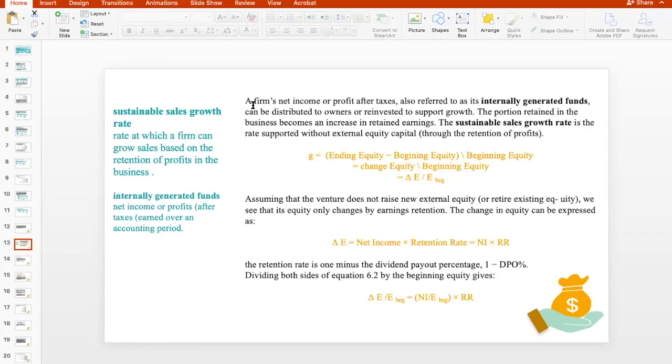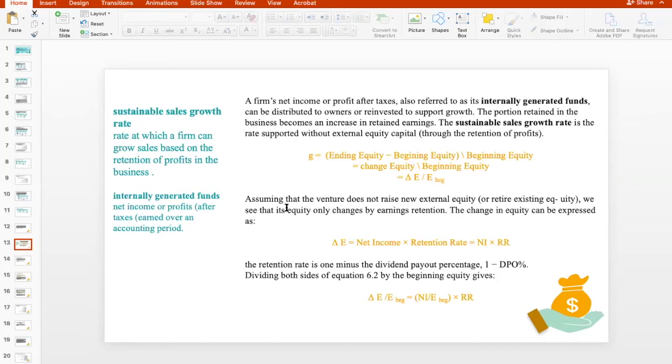The sustainable sales growth rate is a rate supported without external equity capital, so through the retention of profits. So G, the sustainable sales growth rate, is equal to any variation in the equity divided by the beginning equity. So equal to the change in equity divided by the beginning equity. Delta E refers to the change in equity, while E beginning is the beginning equity, which is the equity at the start of the year.